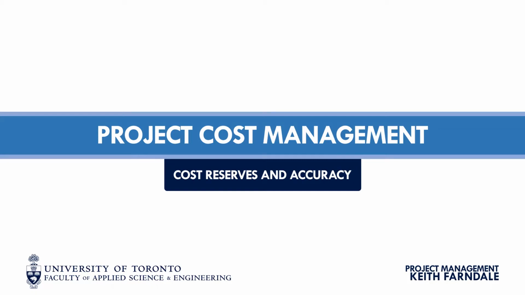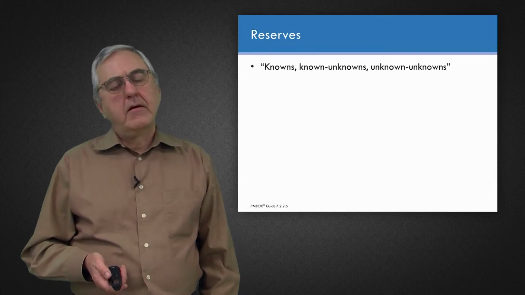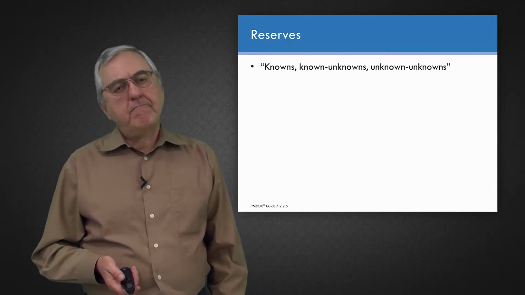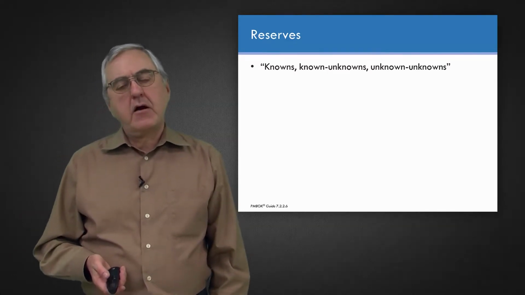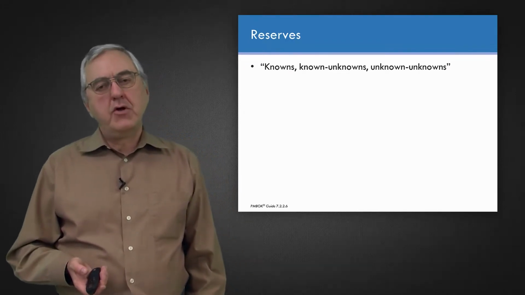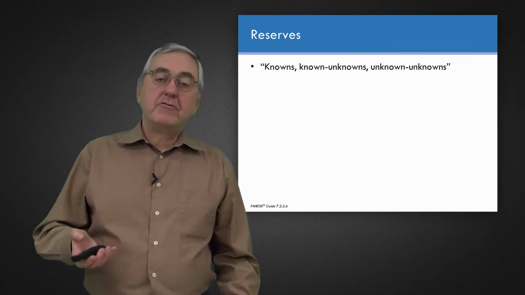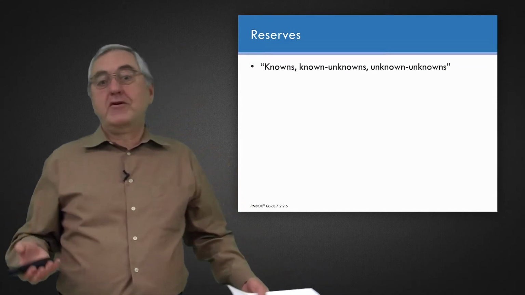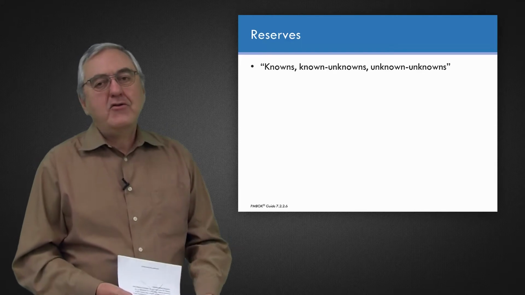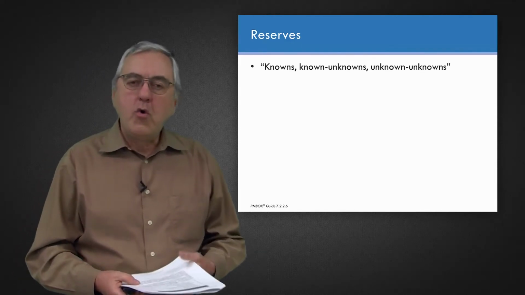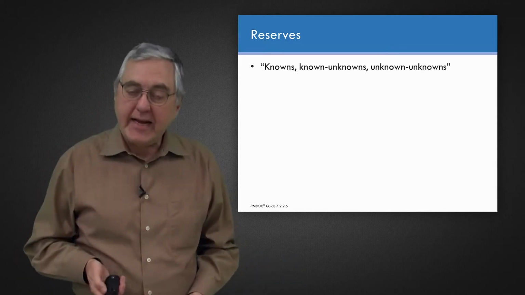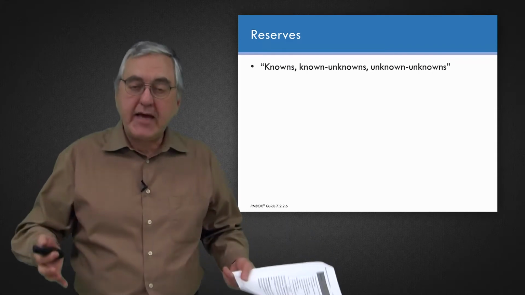Well, as part of project cost management, in this video clip, we'll talk about reserves and accuracy within the process of cost estimating. Reserves are recognizing that there are knowns, known unknowns, and unknown unknowns. This is risk management. This is sophisticated risk management terminology. Knowns are the things that you know will happen or that you're planning to happen. It's the base case, so to speak.